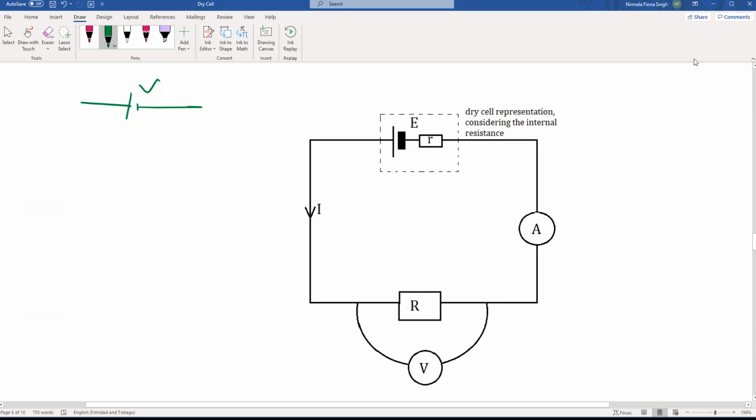Inside of that cell, we have our EMF value. So we always label the EMF value inside of your dry cell. And we are going to have our internal resistance inside of our dry cell. So this dotted line here represents our full battery. All right, so this is where we have to take values into consideration. Now, how do we know the difference between E? We just looked at E. And how do we know the difference between V?